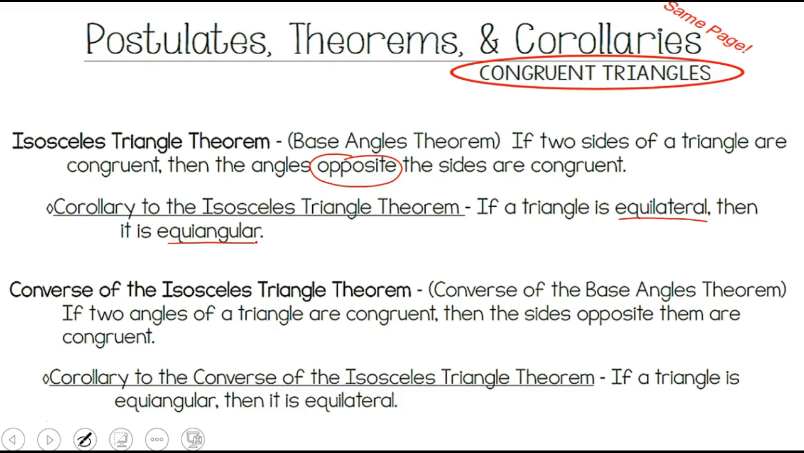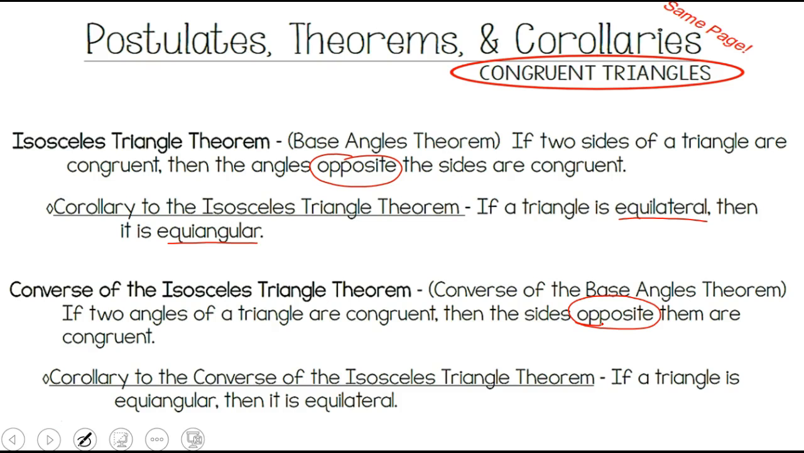Next is the converse of the isosceles triangle theorem. If two angles of a triangle are congruent, then the sides opposite them are also congruent. So remember, this is just working backwards, basically. If you're given that those two base angles are congruent to each other, then you are to infer that both of the sides are the same.